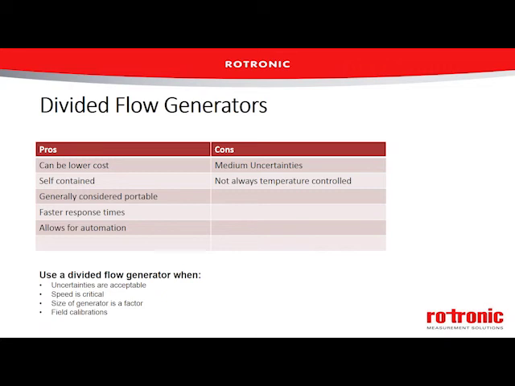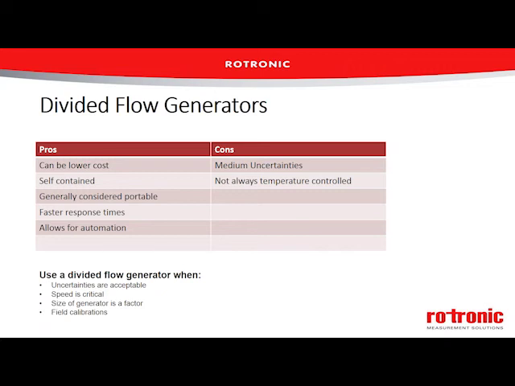They are self-contained, so it is a standalone box that can do the generation, and it can do a fairly wide range of relative humidity points. Quite often these units are specified from about 5% relative humidity up to 90 or 95%. Generally these are portable devices or considered portable, but several of the ones out there now can be quite large benchtop units that are staying put.